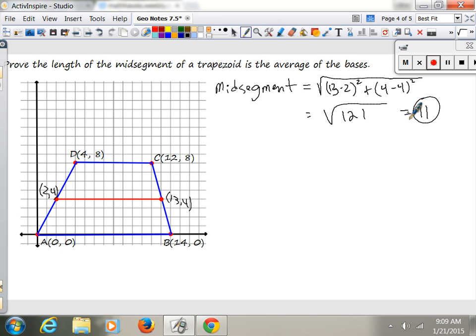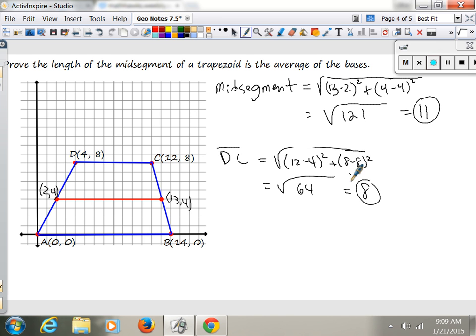To get DC, which is my top base, I would do 12 minus 4 squared and then 8 minus 8 squared. So you're actually just going to get 12 minus 4 is 8. 8 squared is 64. And then the square root of 64 is back to 8. So this length on top is 8. This length was 11. We found that by using the distance formula, but you'd get the same answer if you just counted.